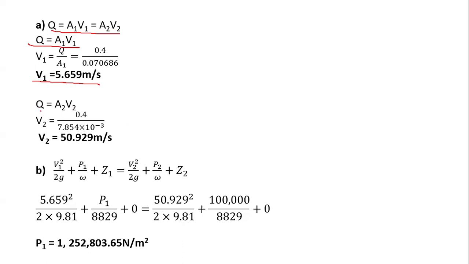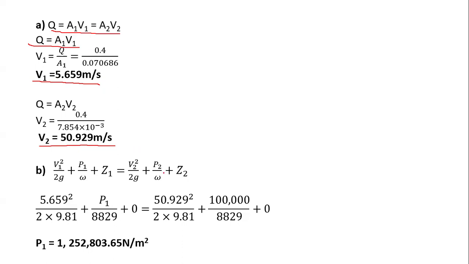If you look at this one, Q is also equal to A2 V2. Making V2 the subject, we have 0.4 over the area, which is 7.854 by 10 power negative 3. When you divide them, you get 50.929 meters per second. This is the smaller section, and the fluid is flowing faster because the section is small. Here, the fluid is sluggish. It's moving slowly because the section is wide, quite large compared to section 2.